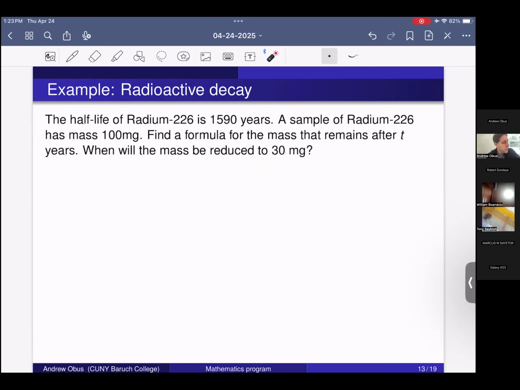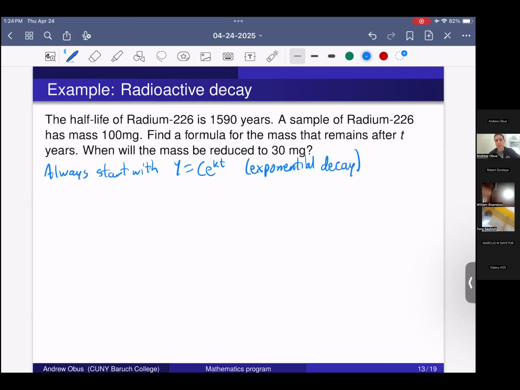So what do we do? We always start with y equals c e to the kt. This is our exponential decay equation. We always start with this. Now, what's our information?